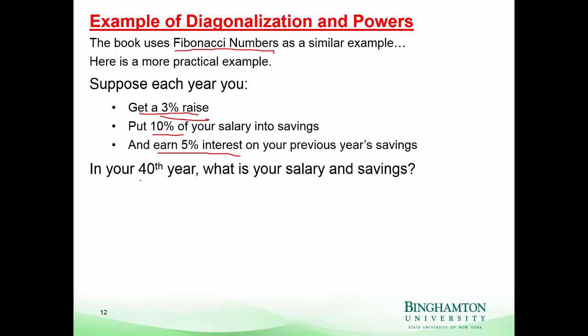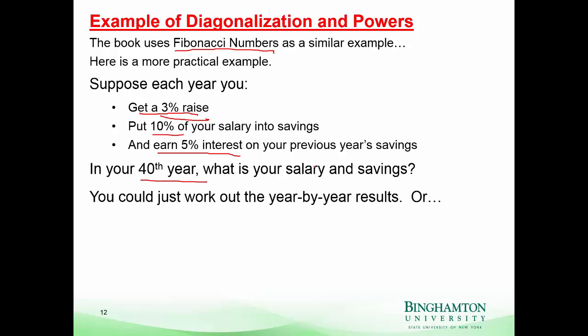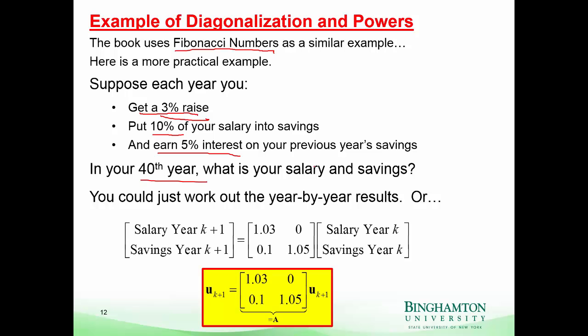Now you're going to retire maybe say 40 years from when you start working. It might actually be a little bit later, a little bit longer than that. But let's just say after 40 years, what's your annual salary going to be, and how much saving would you have, assuming that you haven't changed any of this over the years, which you should, and you haven't spent anything out of your savings. Let's see if we can work this out. Well, we could just work out the year-by-year results, or we could write this down this way.